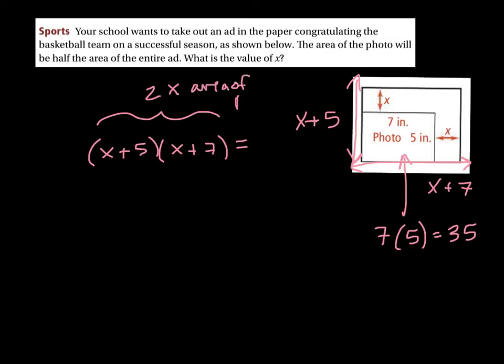What would 2 times the area of the photo be? Well, 35 times 2 would be 70. Oh, not 75, 70. And that's what we're going to solve. In order to solve that, we're first going to have to FOIL this left-hand side.